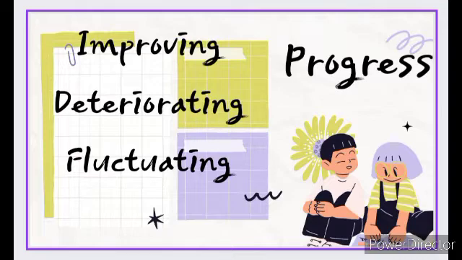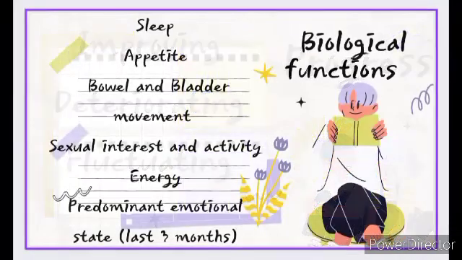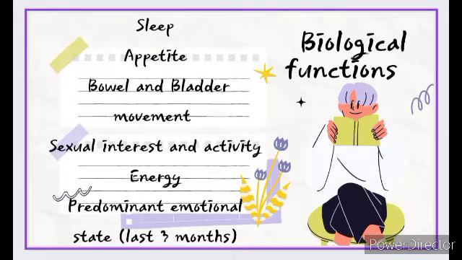In the case of course, we already said that if the person is suffering from the disorder or problem, the person's wellness or the intensity of symptoms will fluctuate. We can see that from major to mild to moderate, from major to moderate to mild. After that, biological functions: sleep, appetite, bowel and bladder movement, sexual interest and activity, energy, predominant emotional state, last 3 months. So we have to gather biological functions.